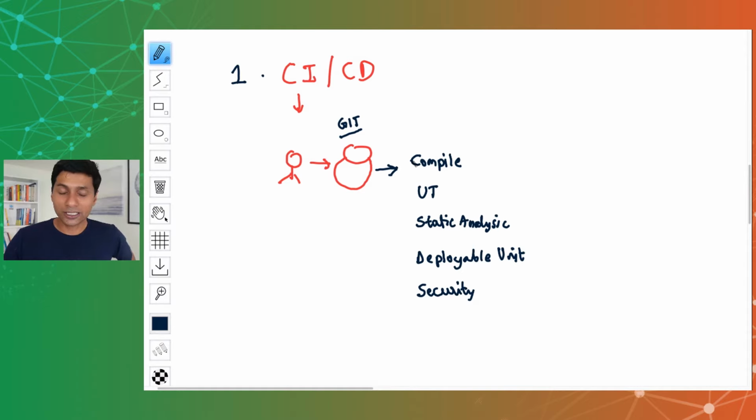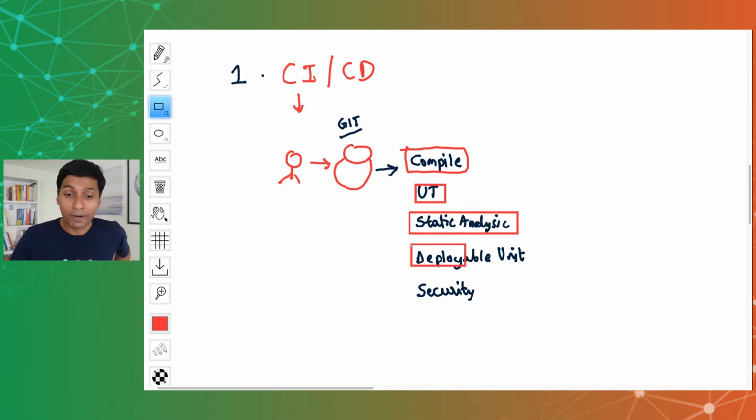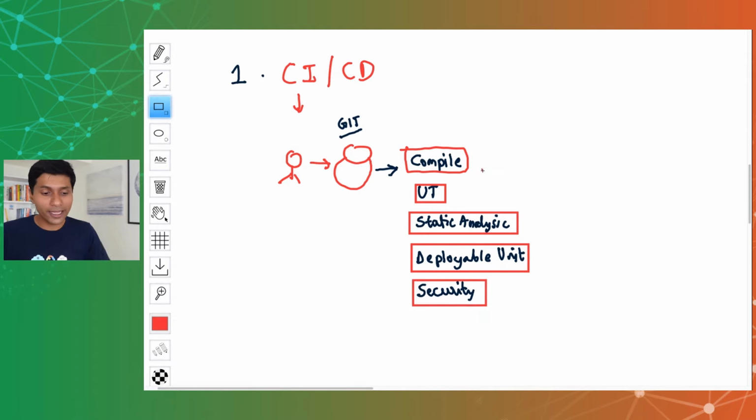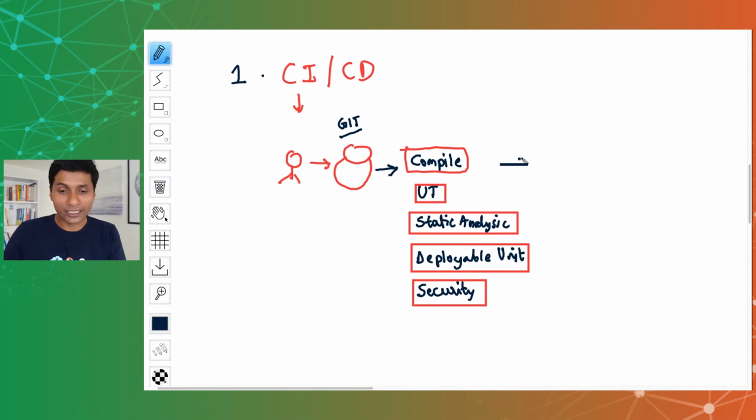So when a developer commits a piece of code in, you'd want to first see if that piece of code compiled. Next, you want to run the unit tests. Next, you want to check the coding standard, static analysis. You want to build a deployable unit. Is it working fine? You want to check any security related things. And only then you would want to go ahead and deploy your piece of code. So this part of it, where we are actually checking the code as soon as it is committed into version control, is called continuous integration.